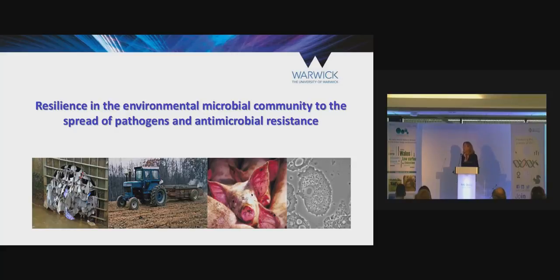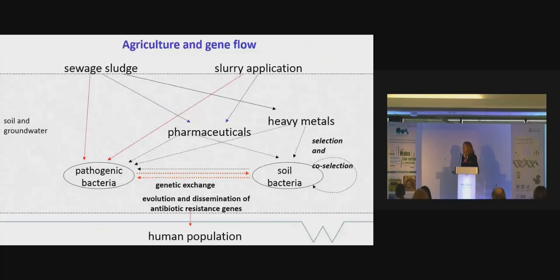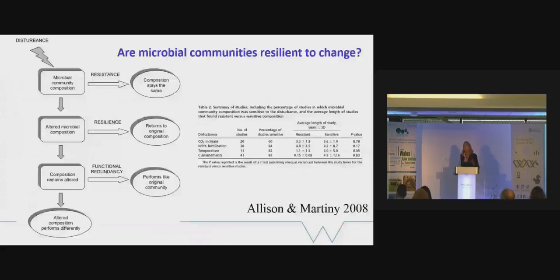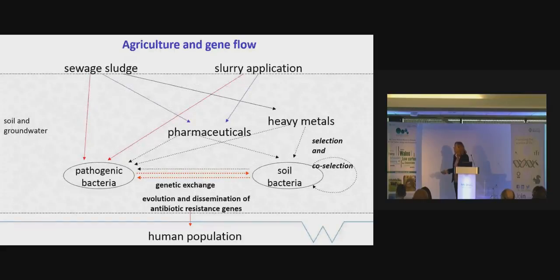So I'm going to tell you about the resilience of the community to the invasion of resistance genes. And I'm going to consider the environment. So I'll say a little bit about your microbiomes as well. We need to think about the complexity of all the linking components where bacteria are present. Bacteria are everywhere. They're all over you, they're inside you, they're in animals, they're in the food chain, and they are responding to various selection impacts.